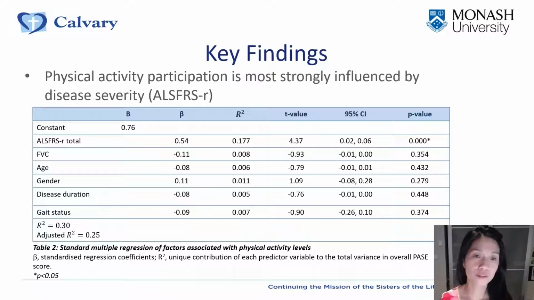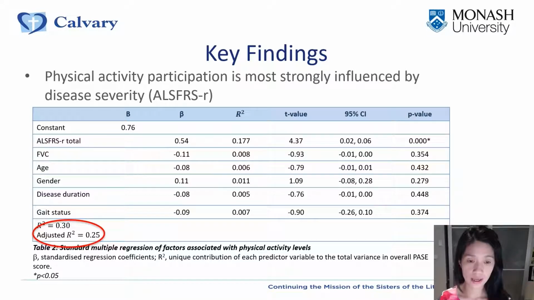We then performed standard multiple regression modeling to see how the different variables influence physical activity participation as measured by the PASE. You can see in the first column a list of all the different data points that we collected, and the value of interest is the R-squared value. So down here, R-squared is 0.25, and what that's telling you is that when you combine all the different data points that we collected, that is the ALS-FRS total, the FVC, the age, the gender, the disease duration, and the gait status, that explains 25% of the variability in the PASE scores that we observed.